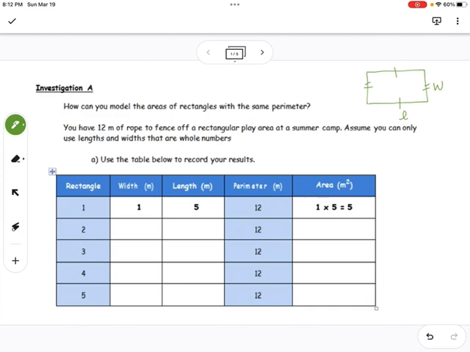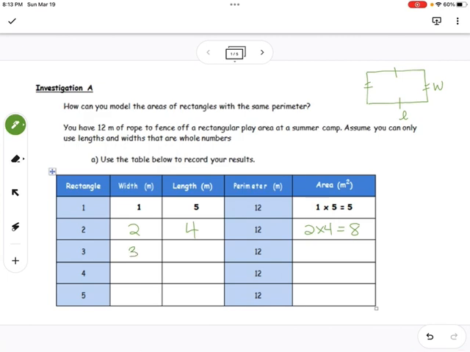So if we had a width of 2, so that's 2 plus 2 is 4. 12 minus 4 is 8. So between our two lengths, it's going to be 8, meaning each length would be 4. So with this one, we have 2 times 4 for our area, which is 8. So those dimensions do give us a bigger area. We still have another scenario.